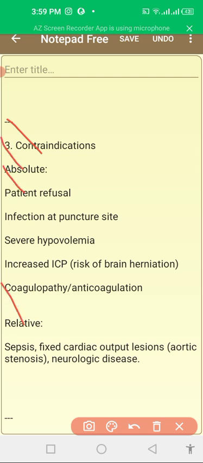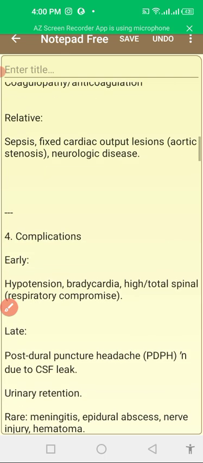Absolute contraindications are patient refusal, infection at the puncture site, hypovolemia, increased intracranial pressure and coagulopathy. We do not perform spinal anesthesia in these cases. Relative contraindications are sepsis, fixed cardiac output lesions, aortic stenosis or neurological disease.